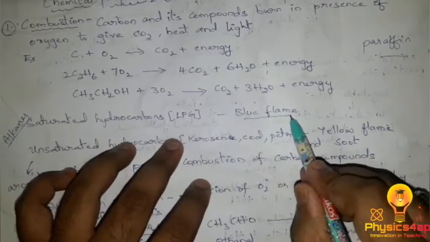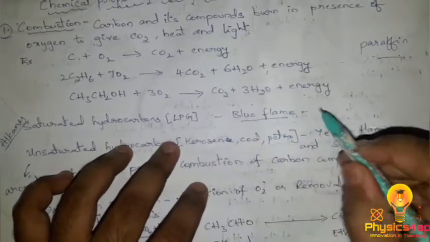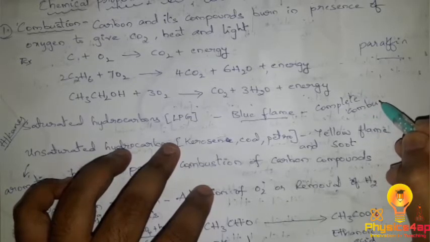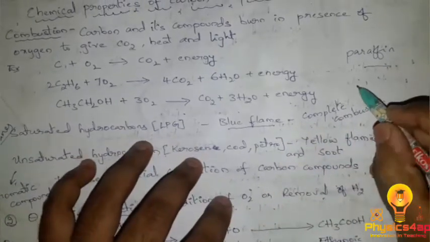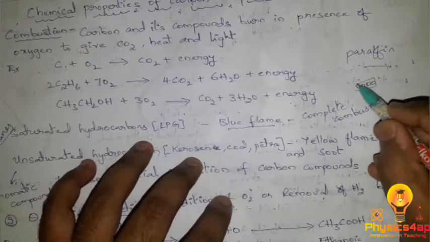When they burn, they produce a blue flame. Why do they produce a blue flame? It is due to complete combustion. Like in our home, if we see the stove, when we burn the LPG gas, you see the blue flame. The blue flame is due to the complete combustion of the carbon particles present in the LPG gas, so all the carbon particles present in the LPG get burned out.